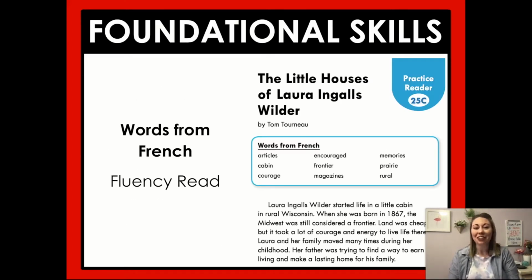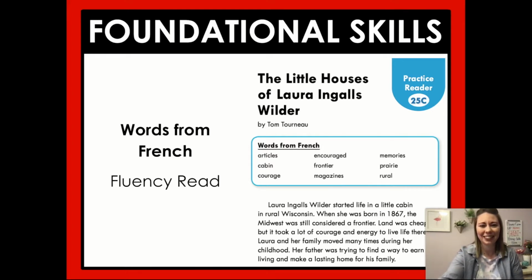So let's move on to our foundational skills. We are still focusing on those words from French, and you have a fluency read today. You are going to read The Little Houses of Laura Ingalls Wilder, and Laura Ingalls Wilder is a very well-known author. Some of the words you are going to practice while reading are articles, cabin, courage, encouraged, frontier, magazines, memories, prairie, and rural. You will learn more about Laura Ingalls Wilder in this fluency read. So make sure you take your time, do your best, and really focus on those words from French.